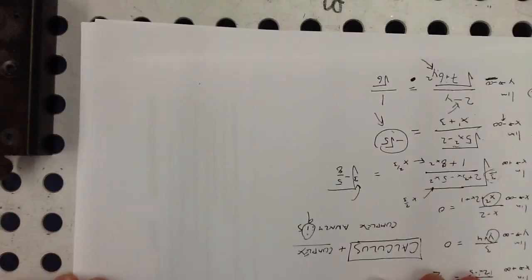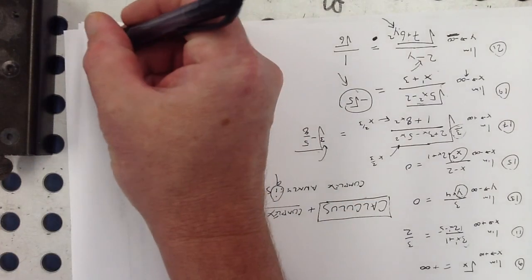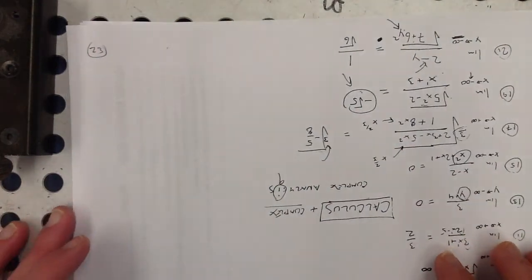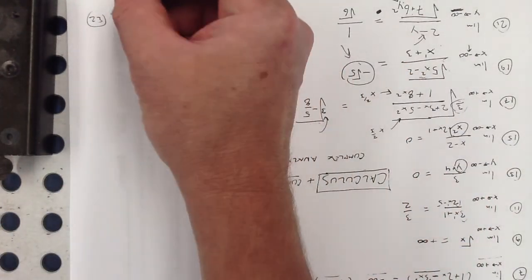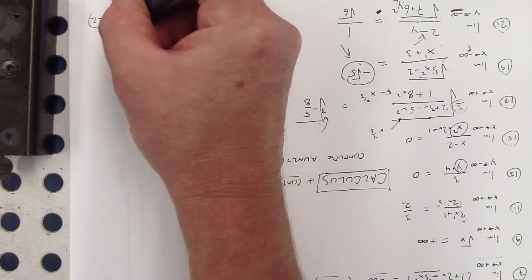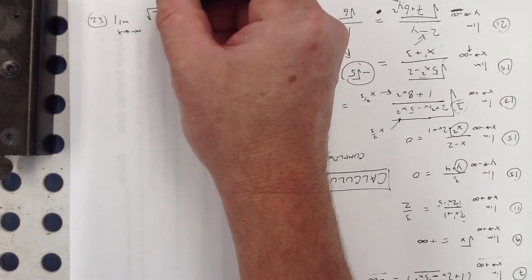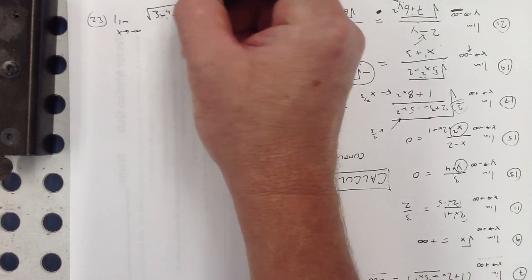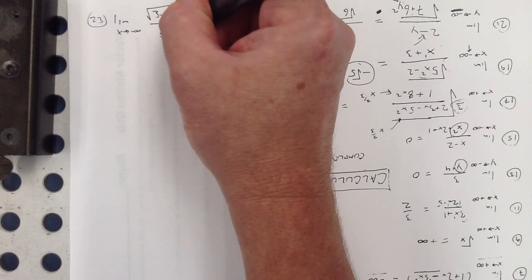All right. Flip that around, save some paper. Where are we at? 23. So same or similar kind of game here. I've got the limit as x approaches negative infinity, square root of 3x to the 4th plus x, and on the bottom x squared minus 8.